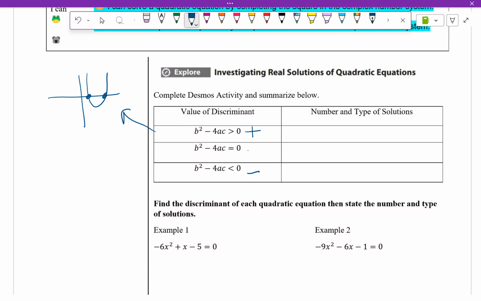All right, so for the first one, the graph looks like this. How many times did it cross the x-axis? 2. So that's the number of solutions, and they're real solutions. So this has 2 real solutions.